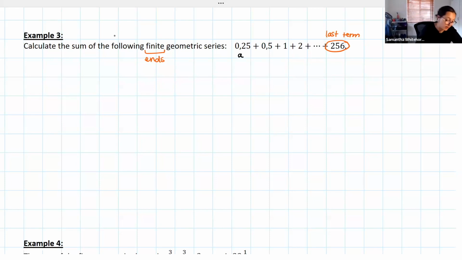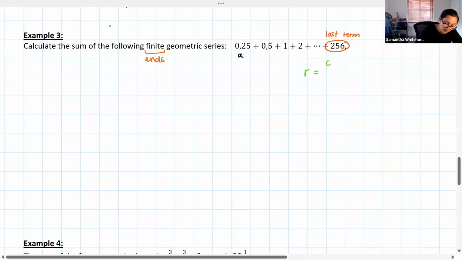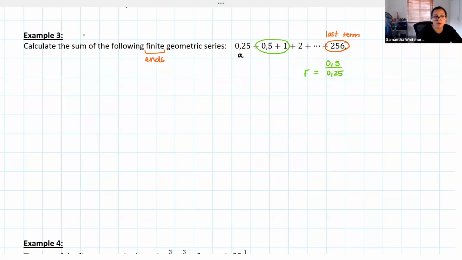So let's first work out our R value, which would be a half divided by a quarter, or if you're not too keen on that and it's easier to say 1 divided by a half, whatever, as long as you're using consecutive terms. Either way, we get that our R value is a quarter. If you want to write it as 0.25, obviously absolutely fine as well. So we've got A, we've got R.